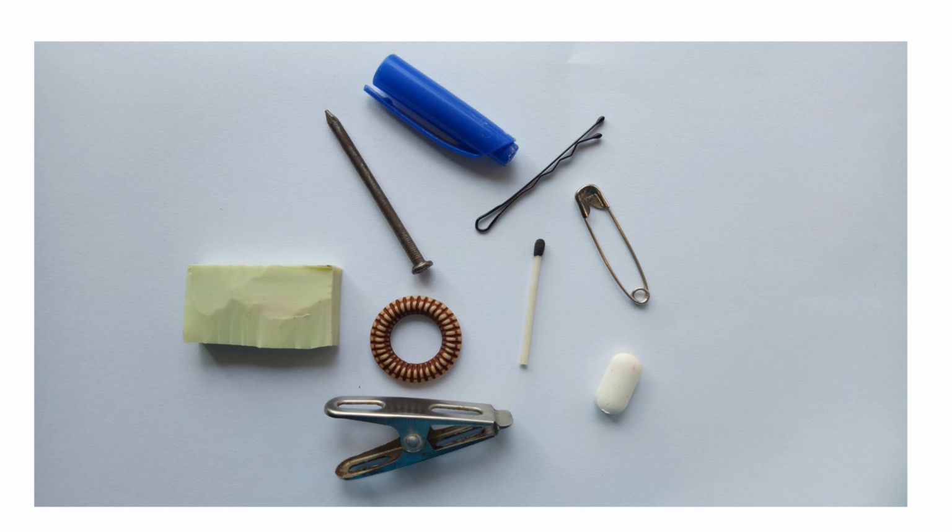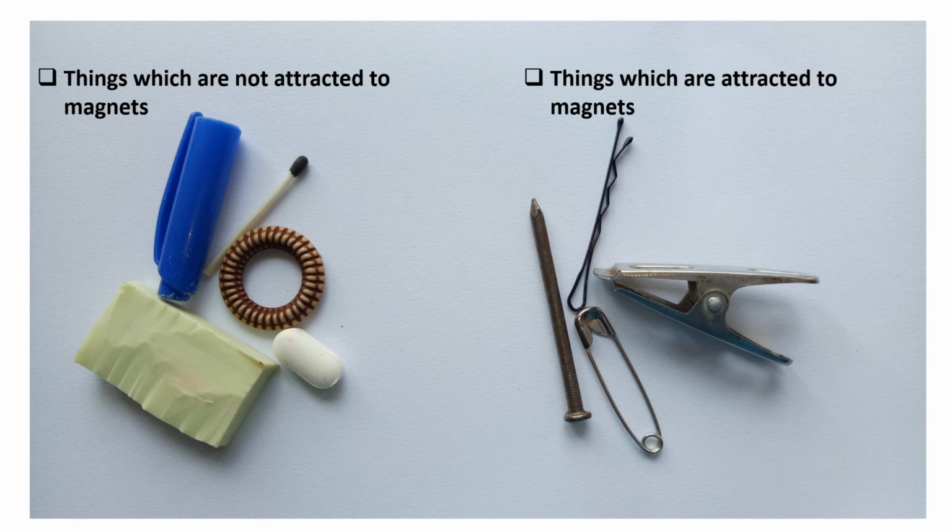Here is an activity. Can you categorize the things shown on the screen as things which are not attracted to a magnet and things which are attracted to a magnet? You can get answers as objects made of magnetic material such as iron, steel, nickel are attracted by magnets here. But objects made of such as plastic, wood, papers, rubber are not attracted by magnets.